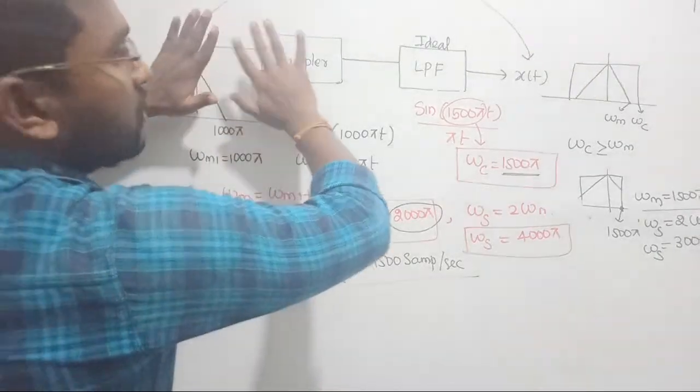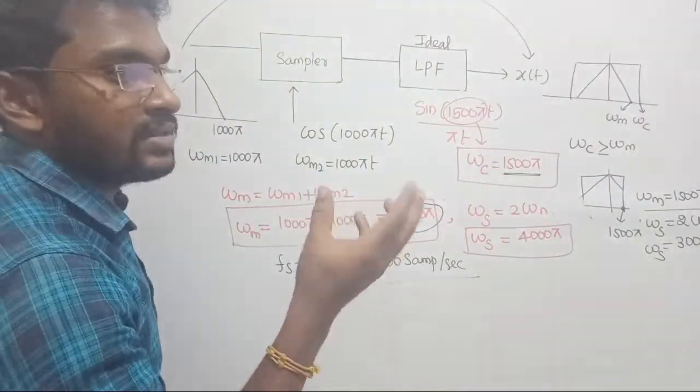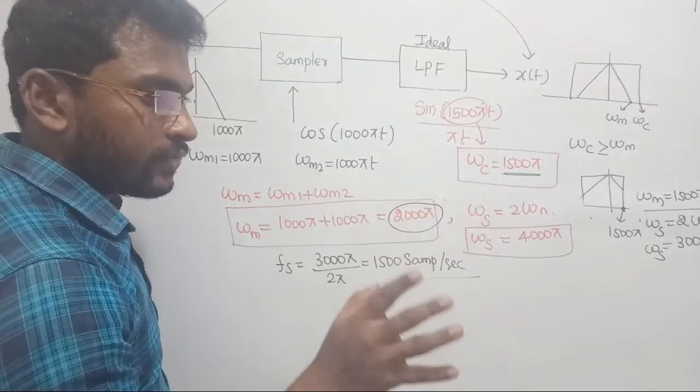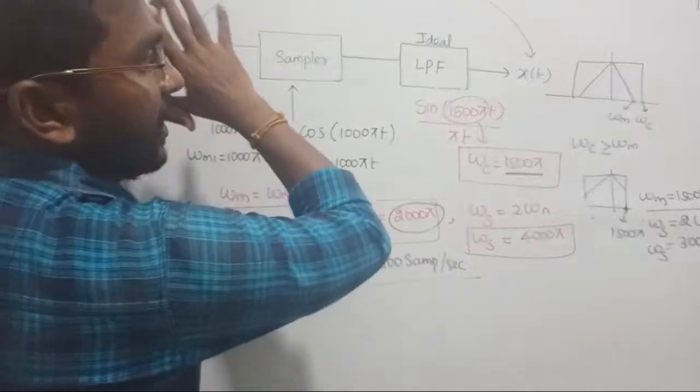Just remember this diagram, I am repeating once again. When you draw the cross, don't consider it a summer. It is a multiplier, that is the sampler. With this we will have the low pass filter. This is the entire circuit diagram.